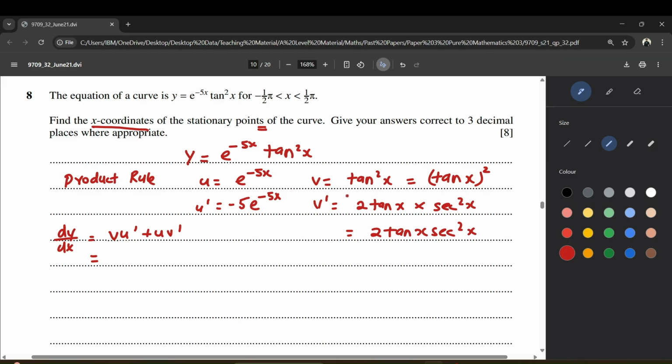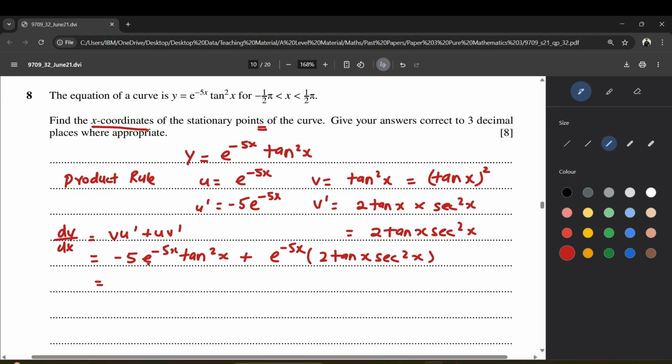So therefore vu dash, that will be minus 5 e to the power minus 5x times tan squared x, plus then uv dash. So that will be e to the power minus 5x times 2 tan x sec squared x.